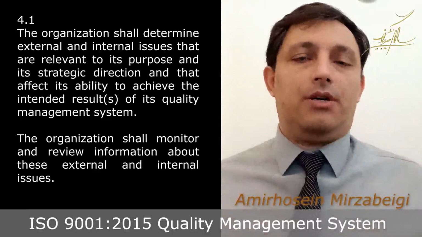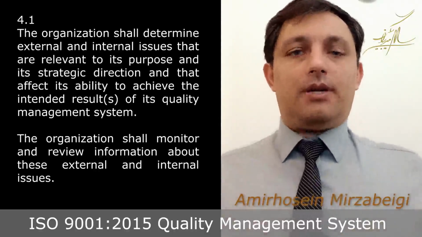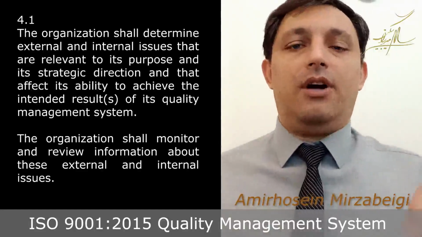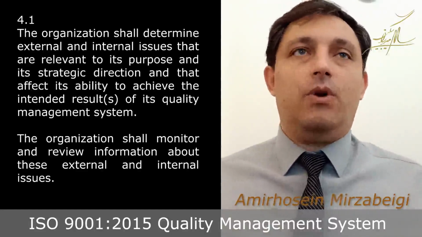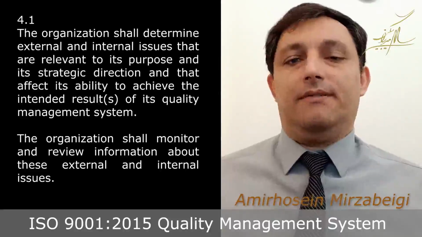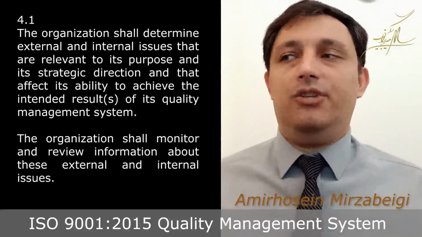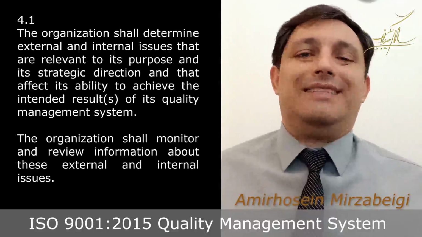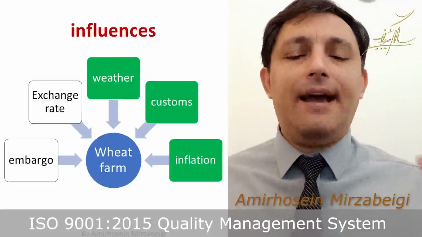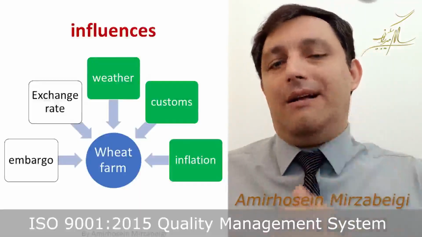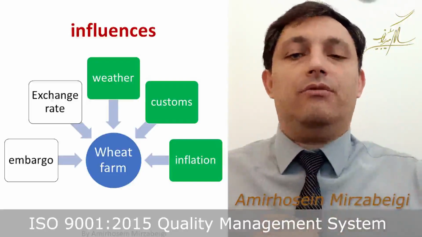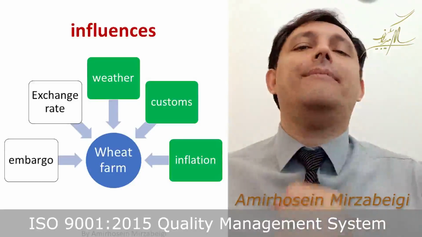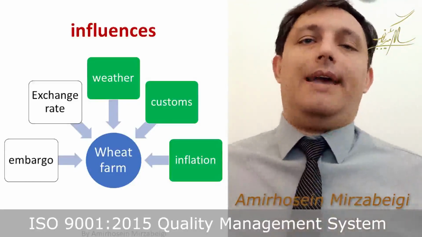So when you are talking about any entities, any organizations, any issues that are included in your context, you have to reconsider what kind of influences they have. If they don't have any influence, omit them. They are not in your context. They have to influence your ability to reach your results in your QMS. We are now talking about a QMS, not just any system.